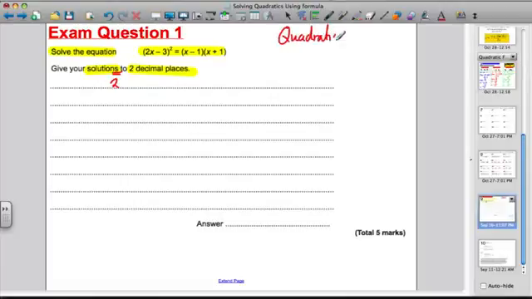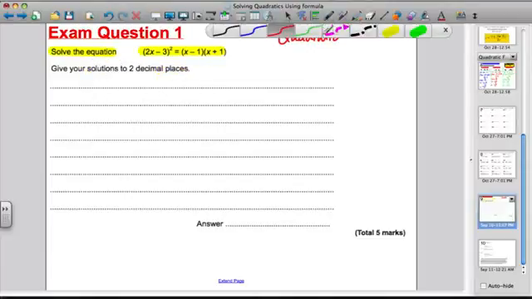The methods I know to solve a quadratic are factorising, using the formula and completing the square. Given that my answer has to be to 2dp, 2 decimal places, that makes me think that actually I can't factorise because the numbers aren't whole number answers. So I'm thinking use the quadratic formula. Okay, let's have a go. Let's see what's going on with this question.